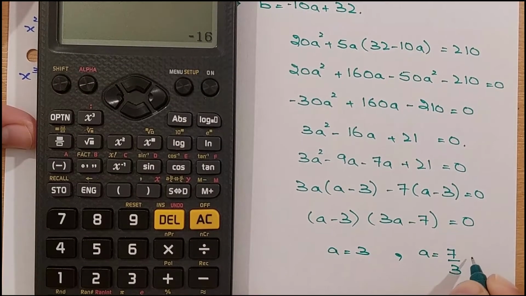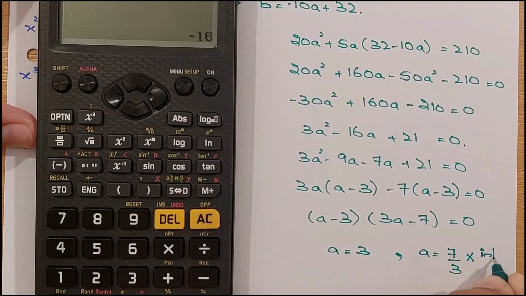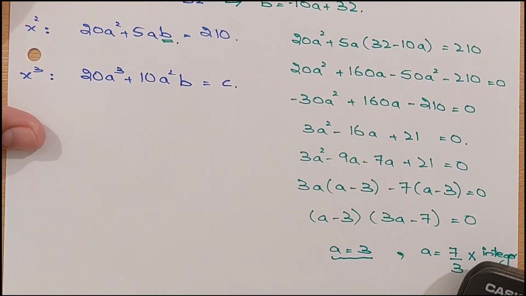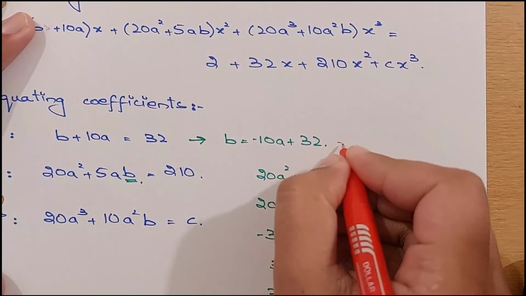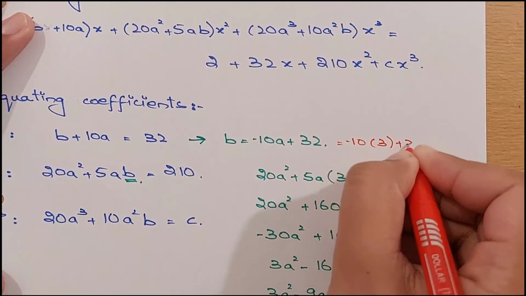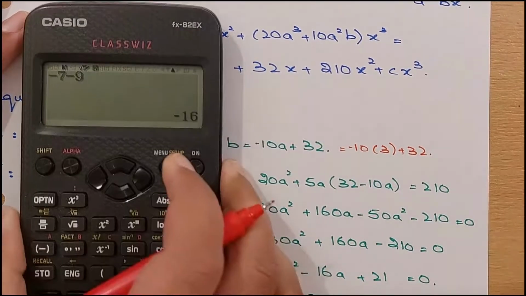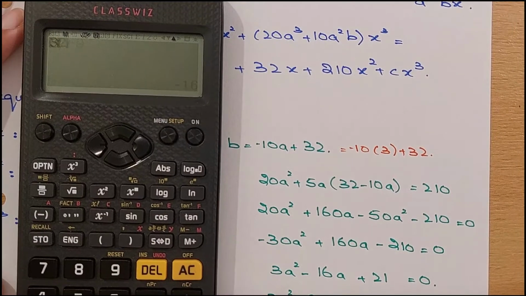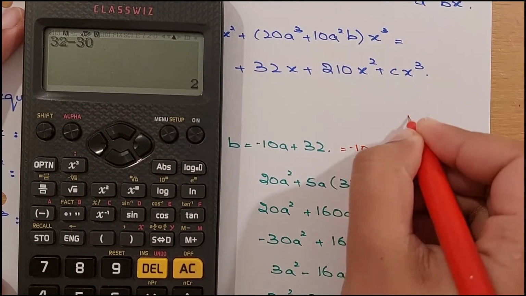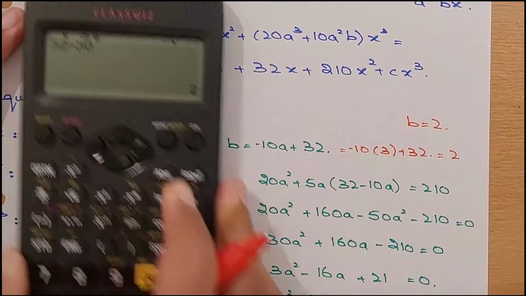So 7 by 3 is not an integer, right? So we are not taking 7 by 3. We can only take a is equals to 3. So when a value is 3, what is my b value? Let me put over here. So b is minus 10 times 3 plus 32, right? So the b value is 2. Yes, 32 minus 30, this is equals to 2. So b equals to 2, right? And a equals to 3.